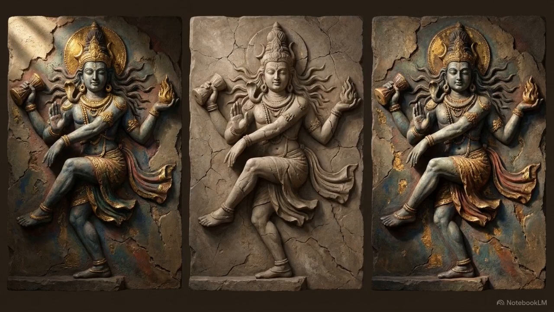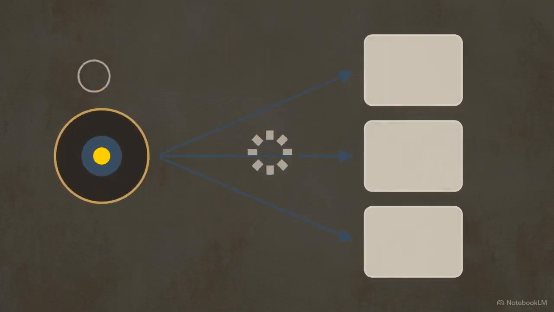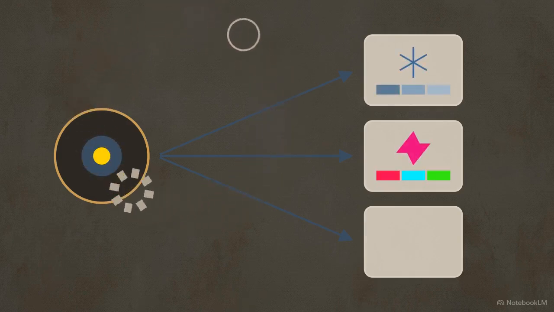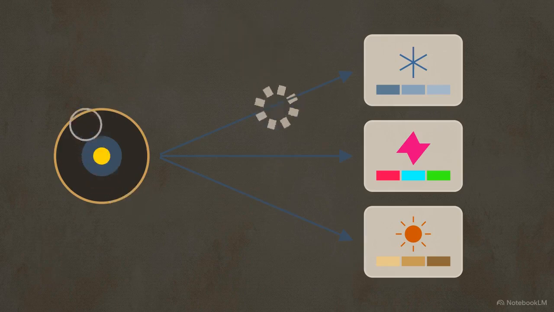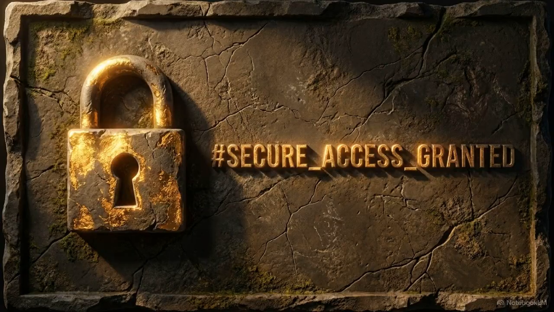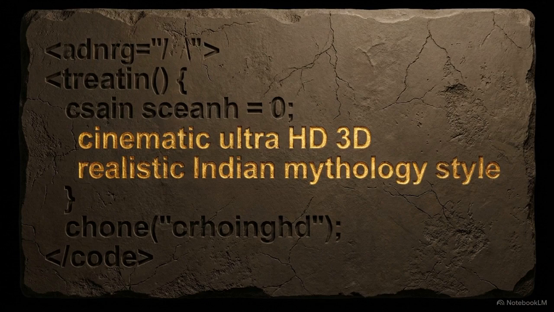The first step is solving the problem of style drift. Left to their own devices, AI models will constantly shift lighting, facial features, and overall aesthetics between scenes. To override this variance, we create a master style prompt string. This string contains our non-negotiable visual anchors. We specify cinematic Ultra HD 3D and a realistic Indian mythology style to lock in the exact look we need.